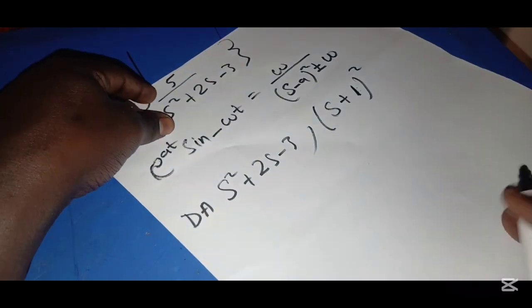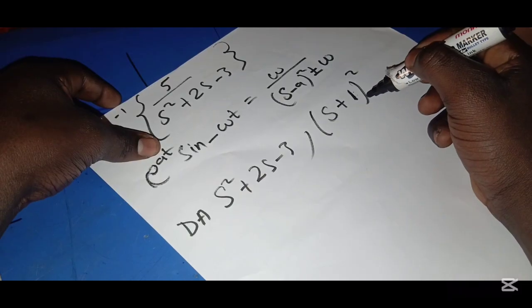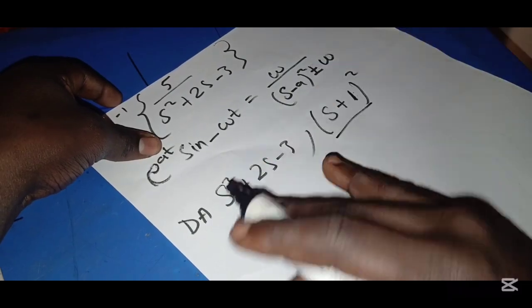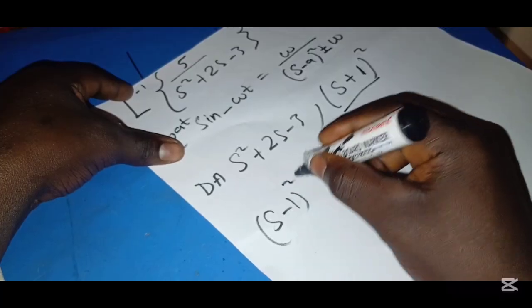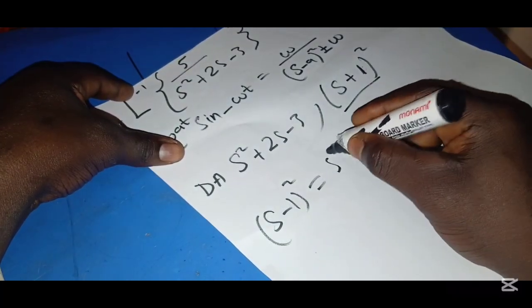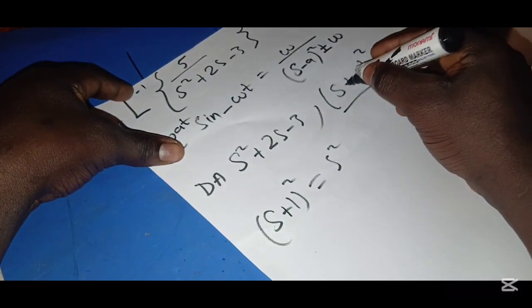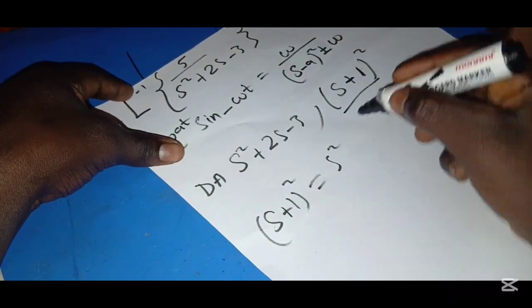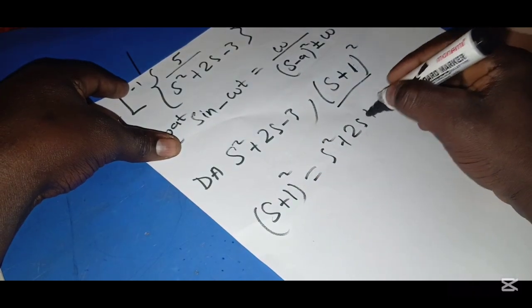So 1. Now that I'm able to figure this out, the next thing I'll do is to just take this one and simplify it. So s plus 1 all squared. Squaring s will give me s squared. 2 by s by 1 gives me plus 2s. 1 squared gives me 1.